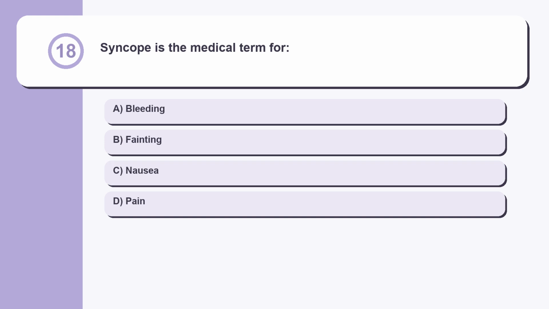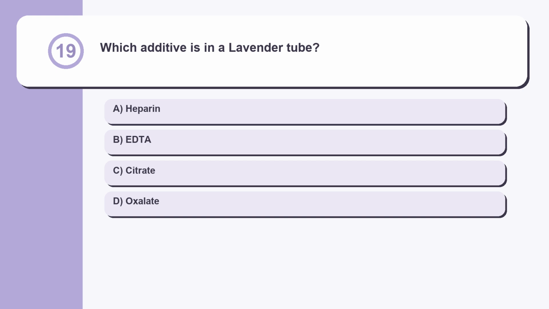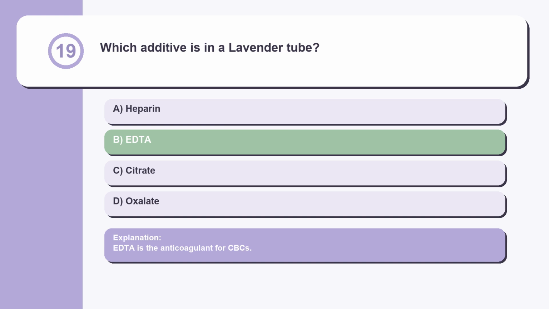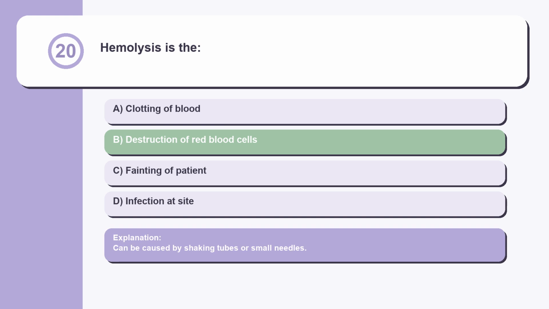Question 18. Syncope is the medical term for bleeding, fainting, nausea, pain. A common reaction to blood draws. Question 19. Which additive is in a lavender tube? Heparin, EDTA, citrate, oxalate. EDTA is the anticoagulant for CBCs. Question 20. Hemolysis is the clotting of blood, destruction of red blood cells, fainting of patient, infection at site. Can be caused by shaking tubes or small needles.